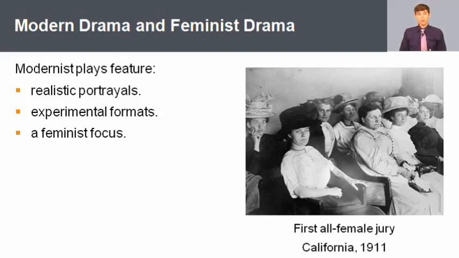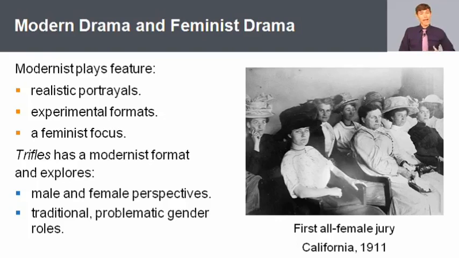Also at that time, women did not have the right to vote, and so their opinions were often ignored. For this reason, a lot of modern plays have a very feminist focus. Feminist dramas really throw a spotlight on a lot of women's issues.